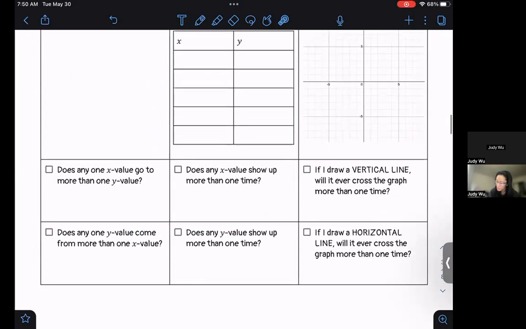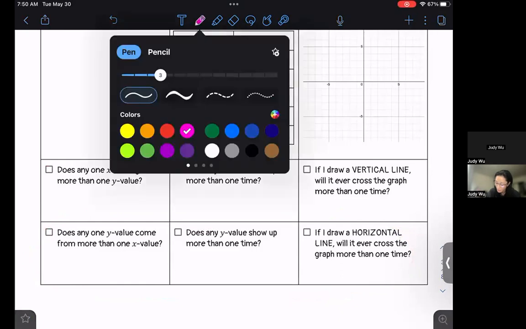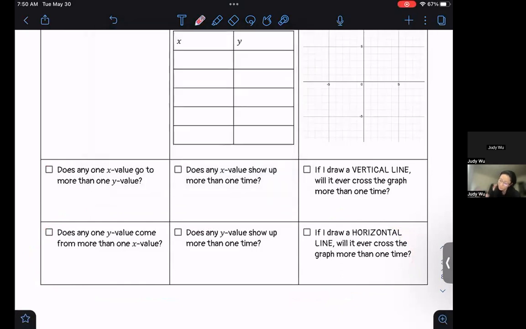Then we'll take a look at the second set of questions, and these will help us determine whether we have a special type of function or not. Okay, so let's get started with our mapping diagram.